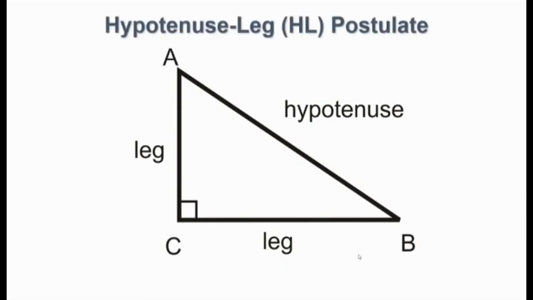And the right triangle, hypotenuse leg. This is when you can prove that the hypotenuse of one triangle is congruent to the other triangle's hypotenuse and one of the legs. Then you can prove the two triangles are congruent.